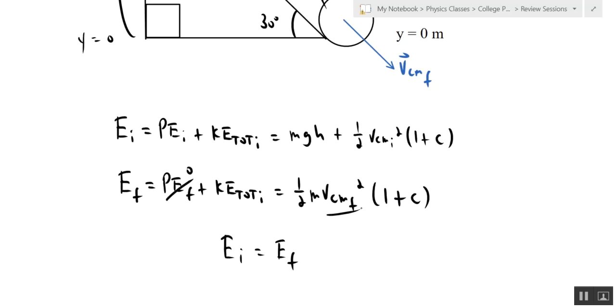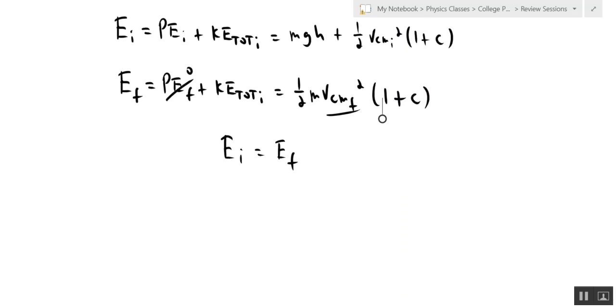Now, the question is, what is the rotational kinetic energy at the bottom? Not the total kinetic energy, the rotational kinetic energy. This is the total. So how do you find the rotational kinetic energy? Just in general, I showed you already. 1/2 I omega squared, right.